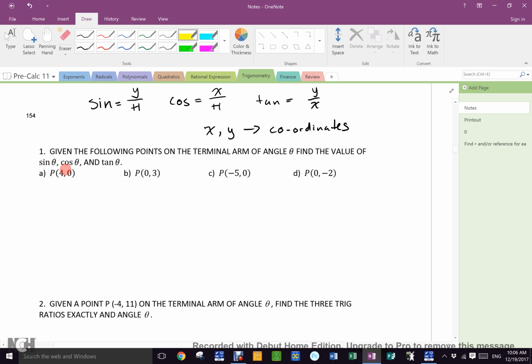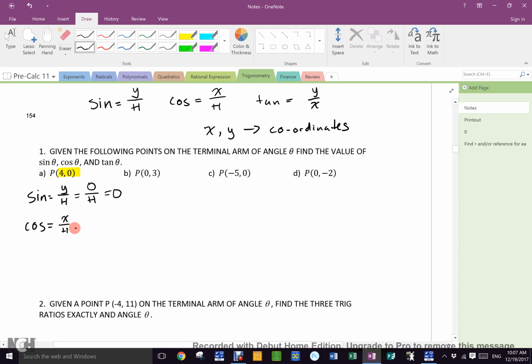So what is that? It's an X and a Y, which means what is my sine? Well, I know sine is Y over H, right? So what's my Y? 0 divided by H. Do I need to even check for H here? No, because what's 0 divided by anything? So my sine of this would be 0. Agreed?